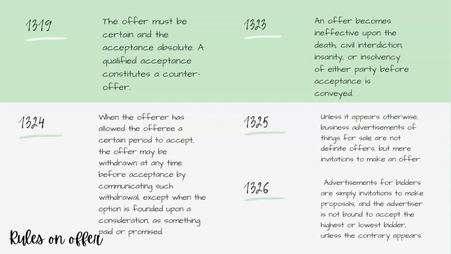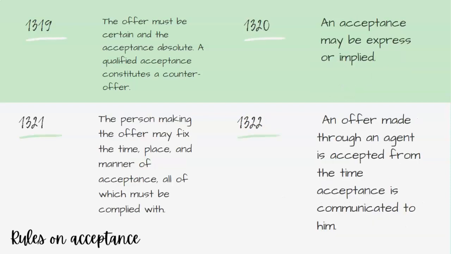So, these are effects, no? Effect of death, civil interdiction, insanity, or insolvency of either party before acceptance is conveyed. Anong mangyayari? Prevents the contractual tie from being formed. Okay. Now, let's go on to the rules on acceptance.